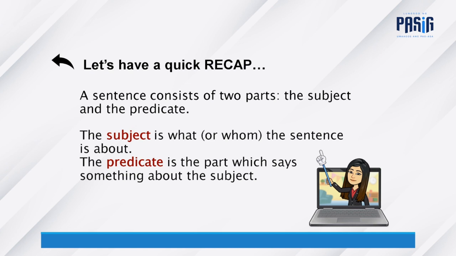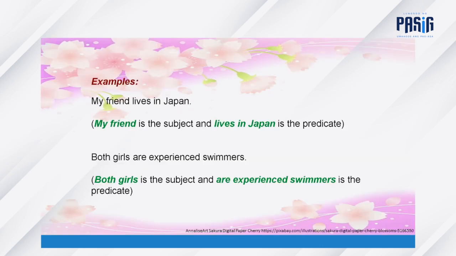A sentence consists of two parts, the subject and the predicate. The subject is what or whom the sentence is about, and the predicate is the part which says something about the subject. Examples: my friend lives in Japan. My friend is the subject and lives in Japan is the complete predicate. Both girls are experienced swimmers. Both girls is the subject and are experienced swimmers is the predicate.